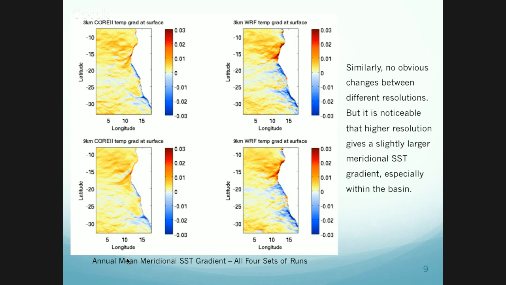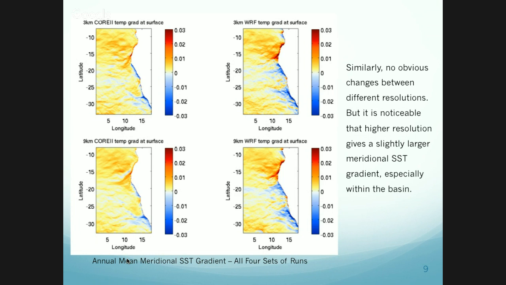There's a reason why you would expect that difference to be small for the SST field, right? Because both models are restored to the same SST field. But you actually see some difference. If you look at the gradient, there are certainly differences, certainly smaller structures appearing in high resolution than in low resolution.